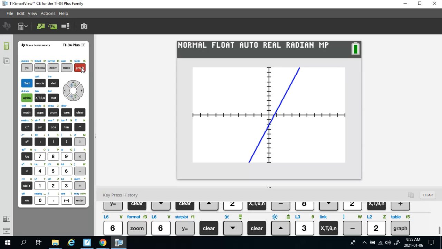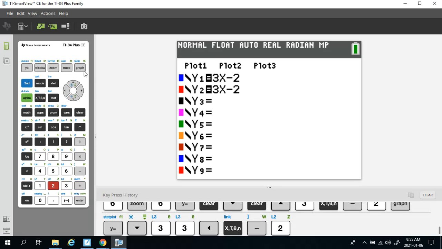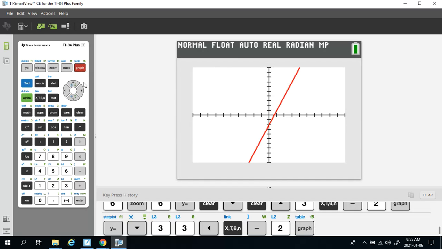Now, if we plot a second line, that second line is just going to go directly on top of that first one. So if we go back here, 3x minus 2, graph it. Yeah, it actually just overlaps the other line.